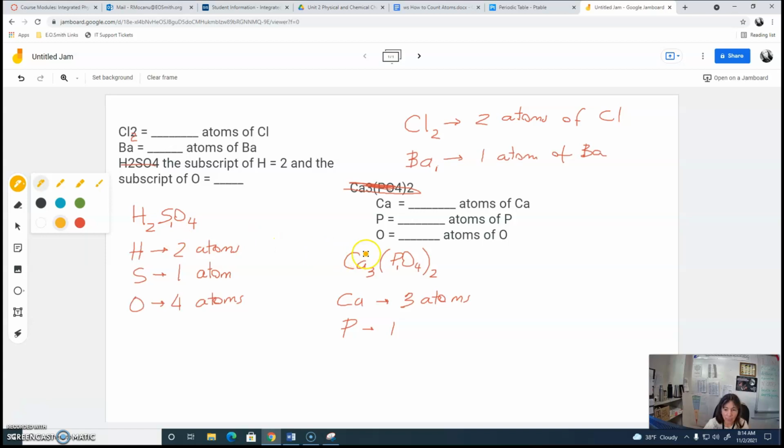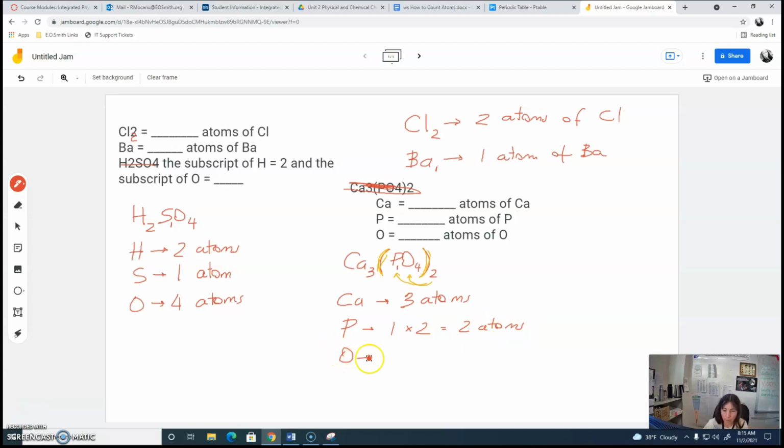So that is really important. I'm going to highlight these brackets, okay? These brackets, I can't ignore. I got these brackets, and I got this subscript of 2 outside of the bracket. So what does that mean for me? Well, that tells me that this 2 multiplies everything that is inside of the bracket, okay? So I got this 1 on the phosphorus. I got a subscript of 1. But then I got to multiply that by that subscript of 2, which is outside of the brackets. So that gives me a total of 2 atoms of phosphorus.